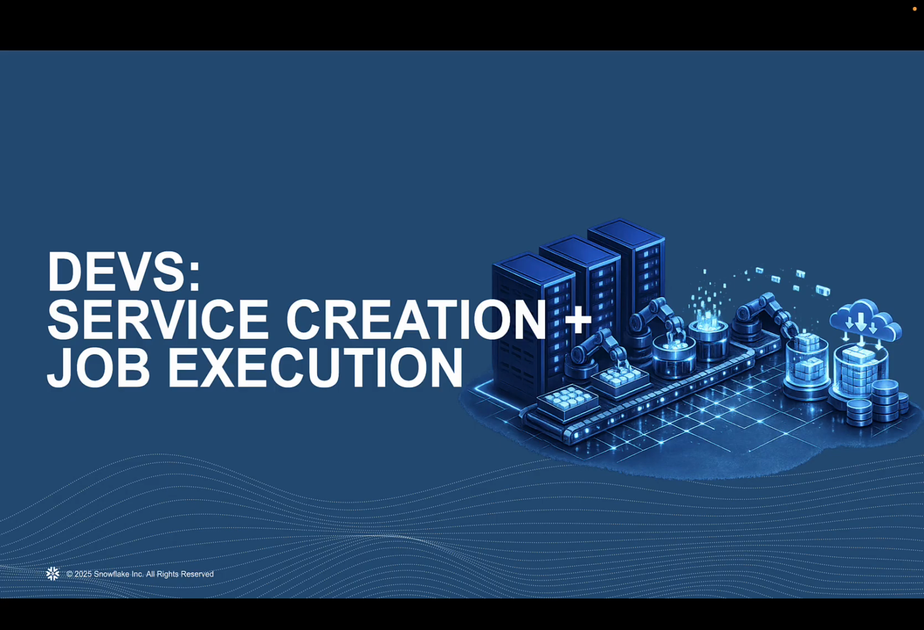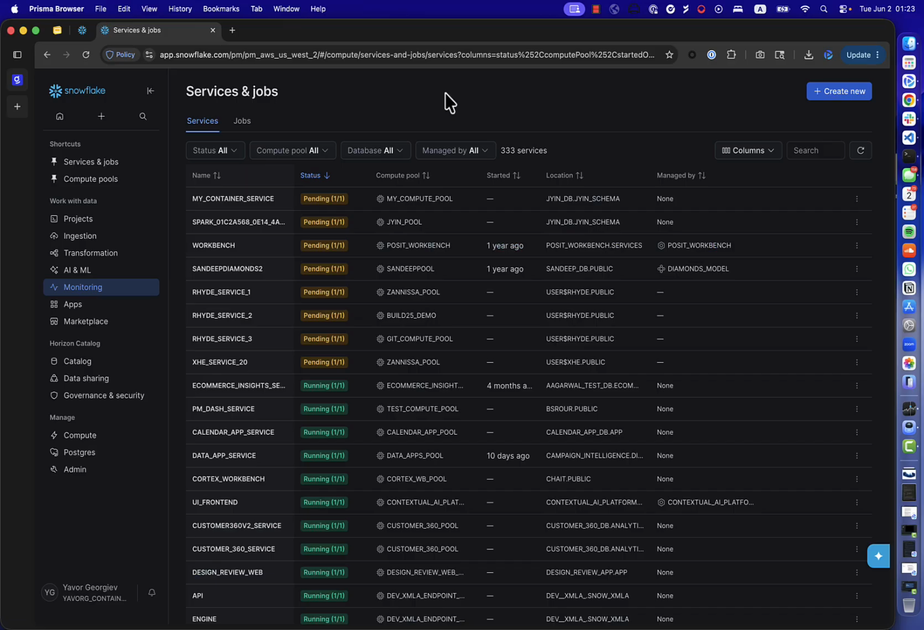Now let's talk about the set of journeys aimed at making developers' lives easier. To create a service or execute a job based on an image that's already been made available in a repository somewhere in the account, you can head over to Services and Jobs under the Monitoring tab.